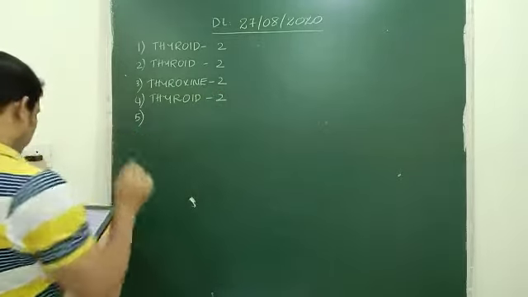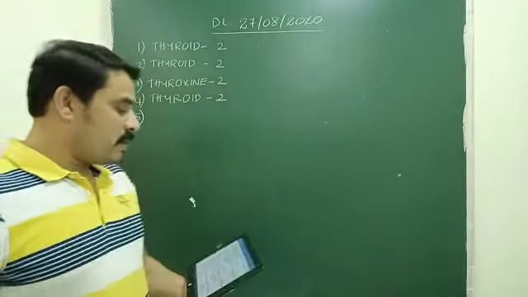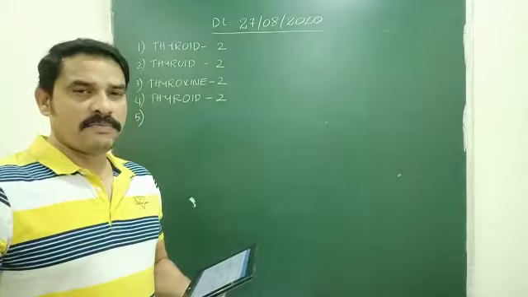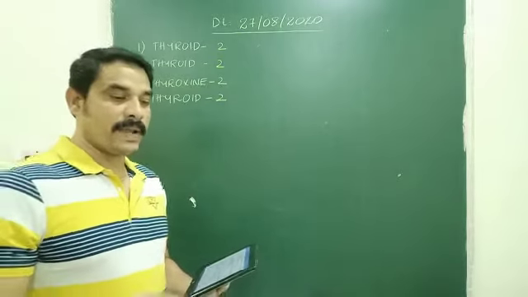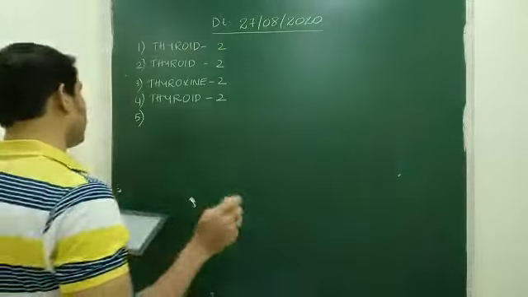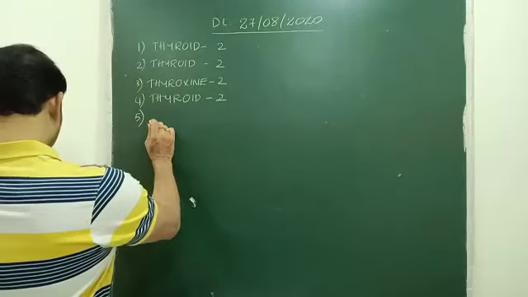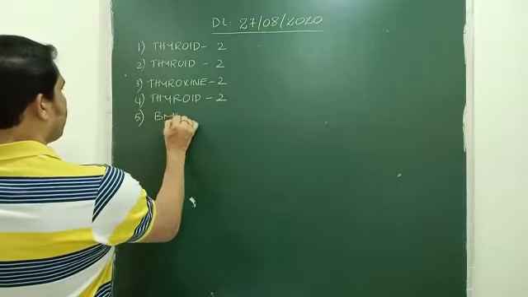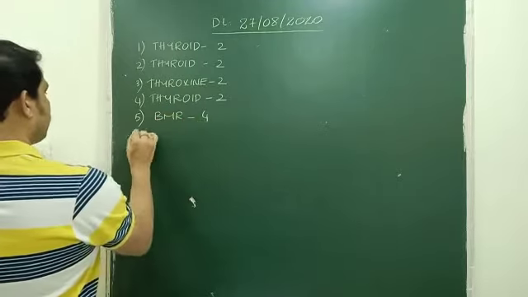Question number 5. The main function of a thyroid gland is to control. The main function of a thyroid gland is to control basal metabolic rate, BMR, right? I told about the definition for BMR. So for fifth question, the option is the fourth option. BMR is given in fourth option.